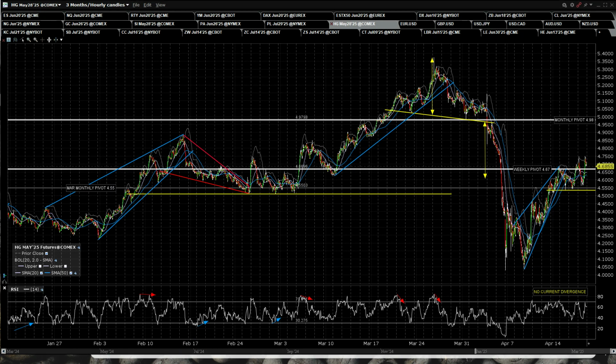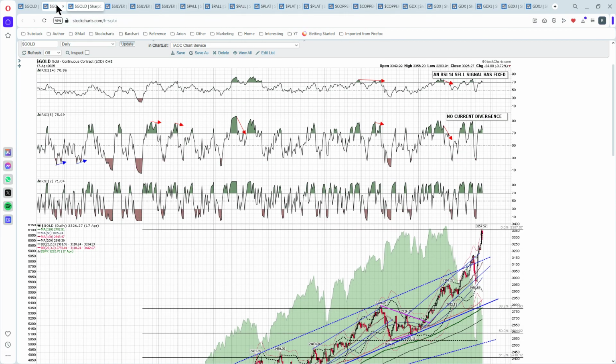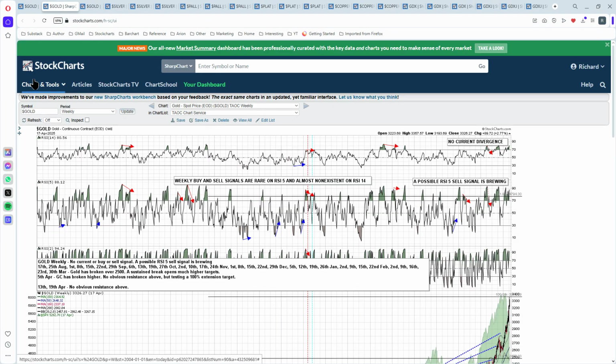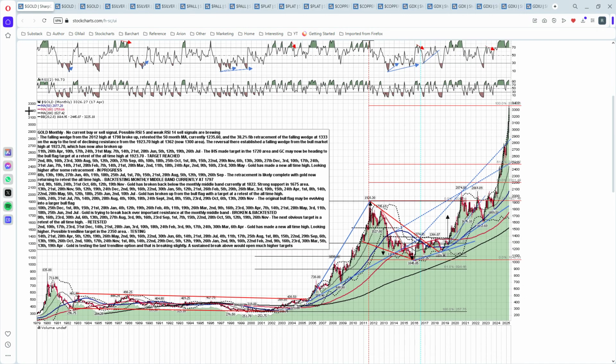Okay, let's have a look at the bigger picture charts on metals. Gold: we've still got an RSI 14 sell signal fixed here, but it's mainly remarkable that it hasn't failed yet. I wouldn't be surprised to see it fail. On the weekly chart, little bit of negative divergence, but not really something I'm putting much faith in.